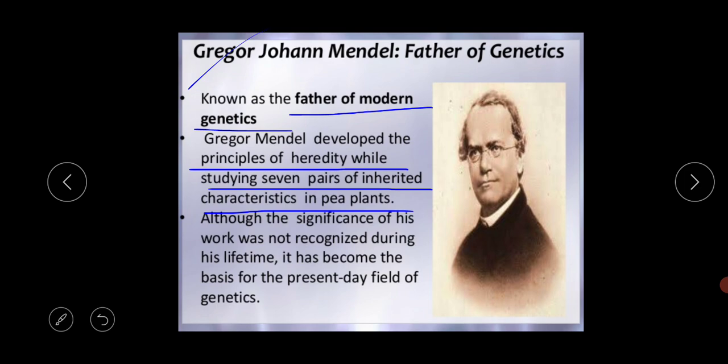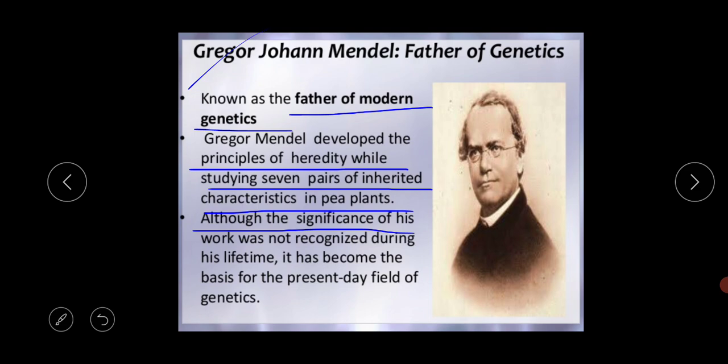The main object of his experiment was the pea plant. The scientific name of the pea plant is Pisum sativum. Why is this scientist called the father of modern genetics? Because he conducted hybridization experiments on the garden pea for 7 years, from 1856 to 1863, and proposed the laws of inheritance. We will discuss their laws later.